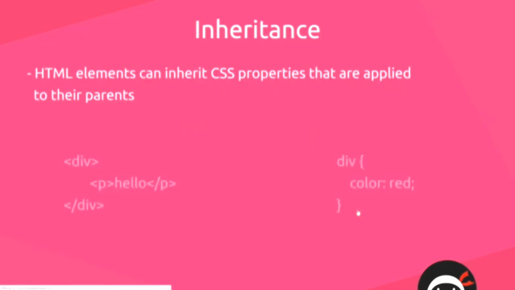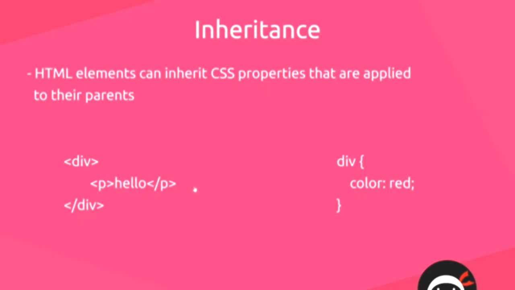So if we had code which looks something like this, for example, we have a div as the parent and then a paragraph nested inside it. If we had a CSS rule that looked like this, where it targeted the div, the parent, and coloured it red, then this p tag would also inherit this property right there. So we'd see red inside this text. The text itself would be red rather.